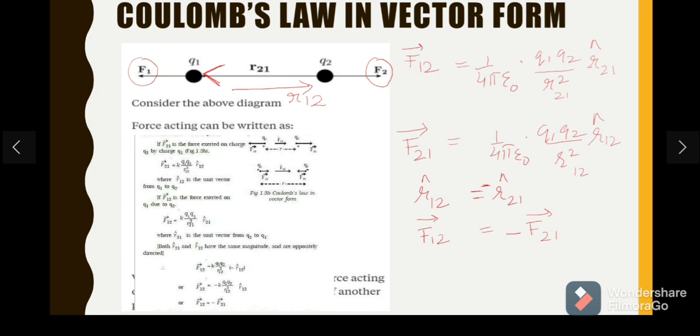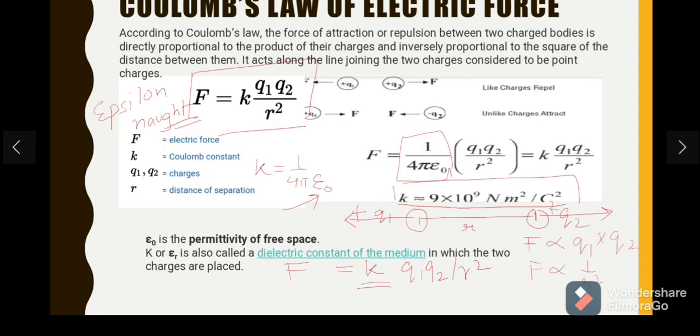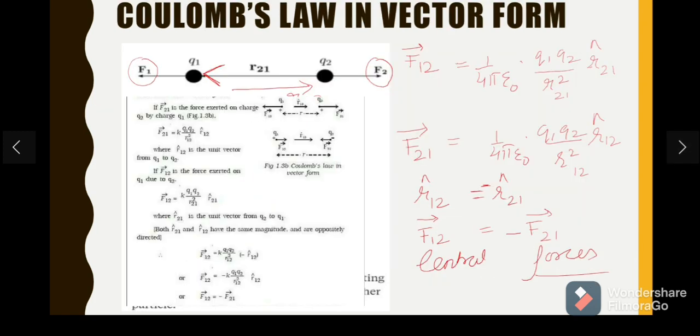Fine. And this law also tells us that the Coulombian forces, F12 or F21, act along the line joining the centers of the two charges. So they are central forces. This earlier way of writing Coulomb's law was not giving us any clear-cut idea about the central nature of the forces or the third law of motion, but in vector form it gives us these two additional pieces of information.